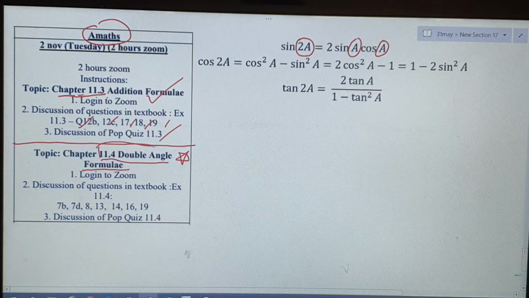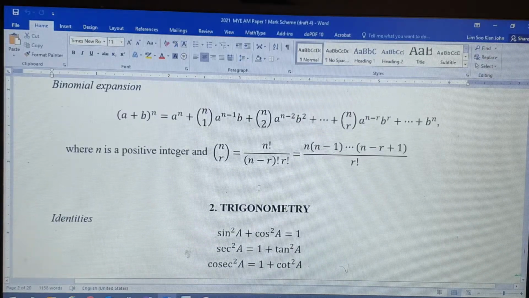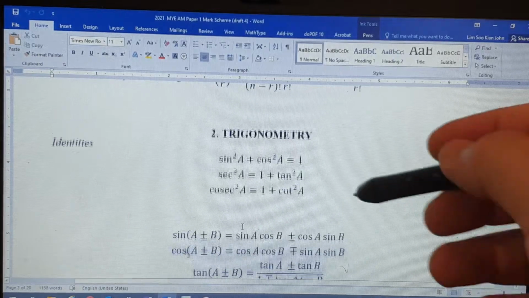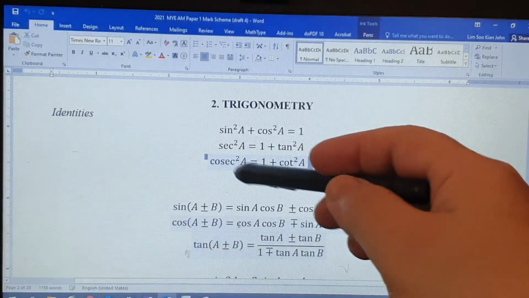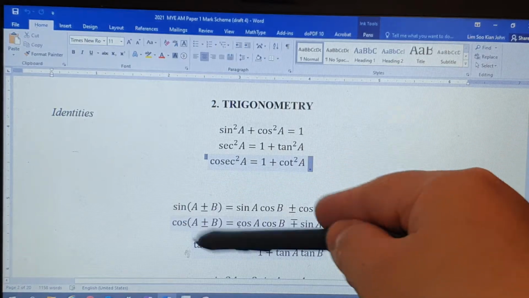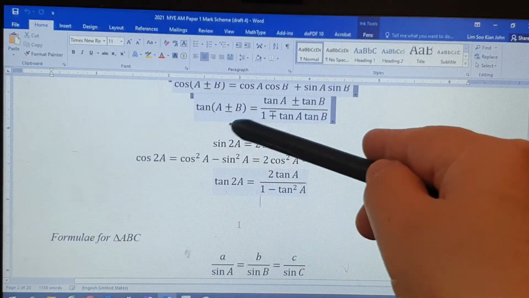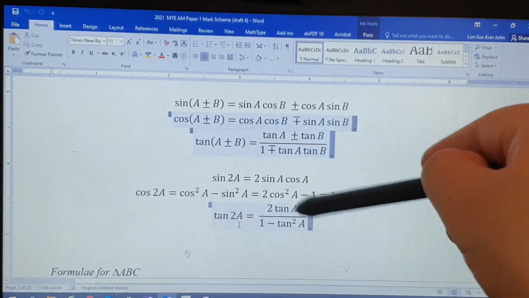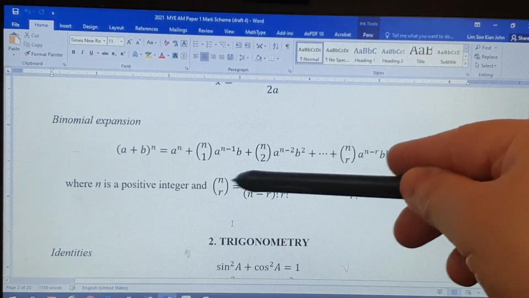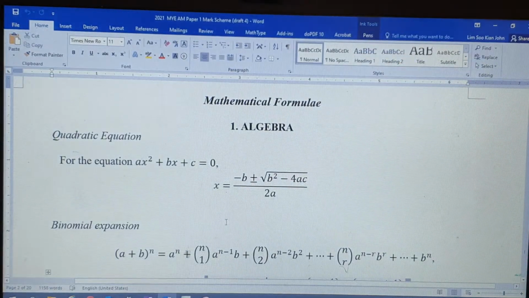Alright, and this will be given in your formula sheet in your examination. We have done the addition formula over the past week, and now we are doing this. After I've done this, you will mark the end of trigo for A Maths. So we are nearing the end.